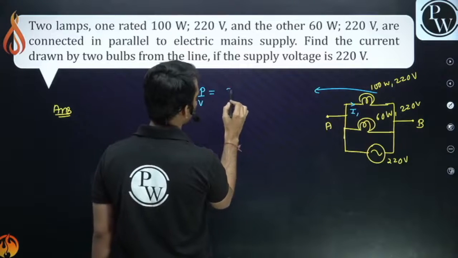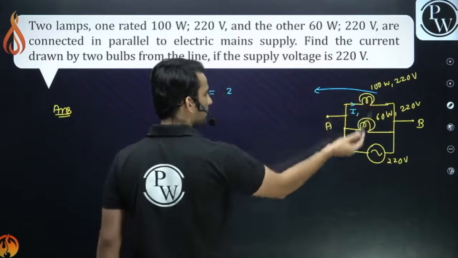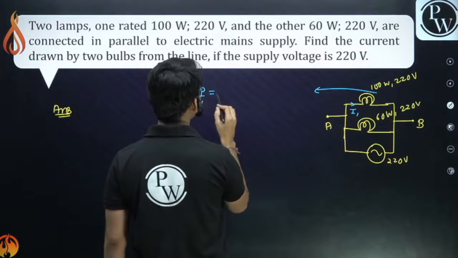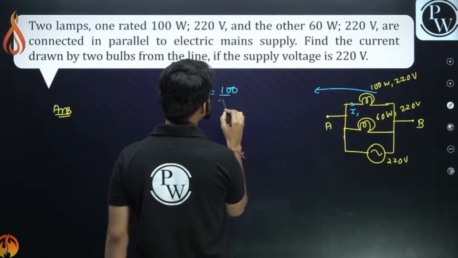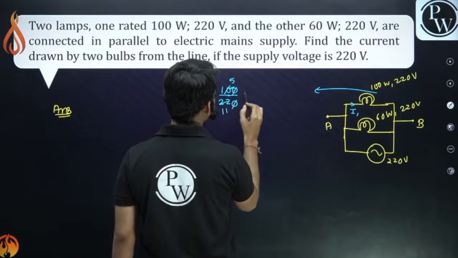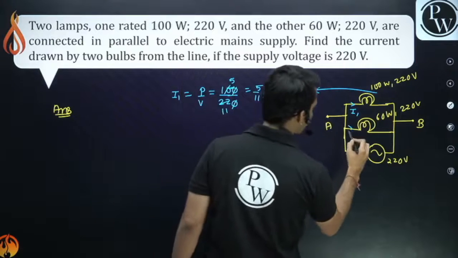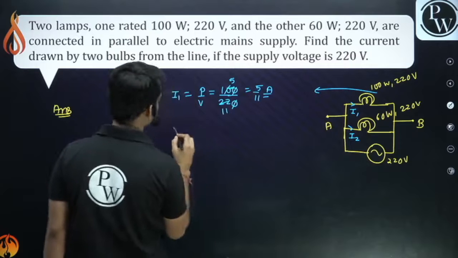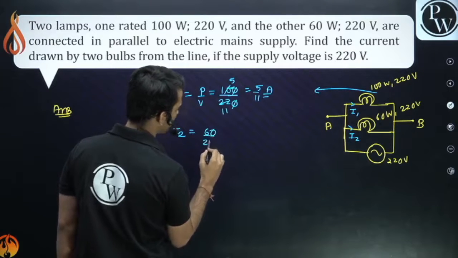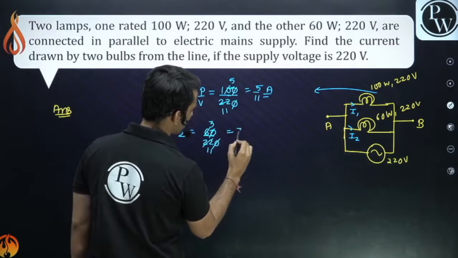How much is the power? 100. It has been put with the 220 volt battery, right? So voltage is 220 volt, power is how much? 100 watt, voltage is 220 volt. So it will be 5 upon 11 ampere. Let's say the current through this bulb is I2. So guys, what would be I2? It is power 60 upon voltage 220. So 3 upon 11 ampere.